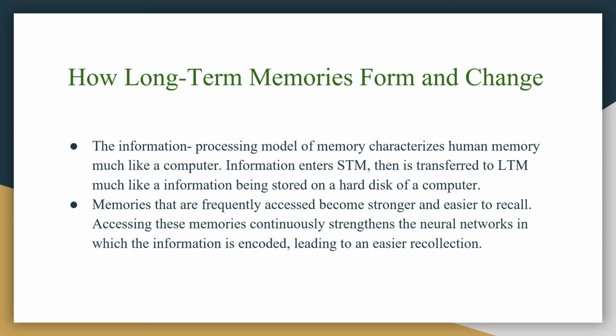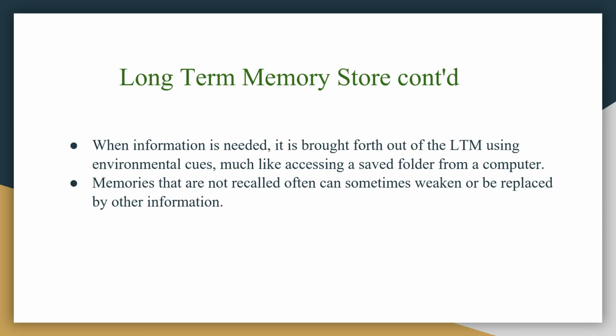Memories that are frequently accessed become stronger and easier to recall. Accessing these memories continuously strengthens the neural networks in which the information is encoded, leading to an easier recollection. When information is needed, it is brought forth from the long-term memory using environmental cues, much like accessing a saved folder from a computer.